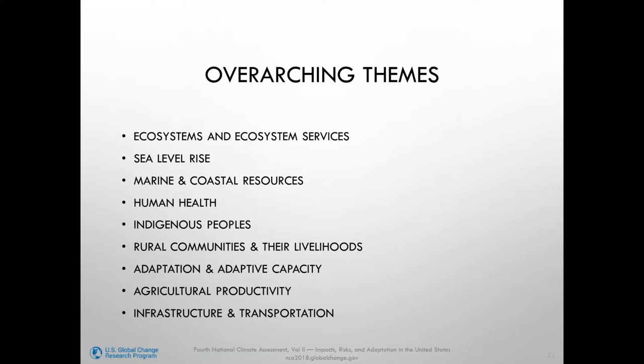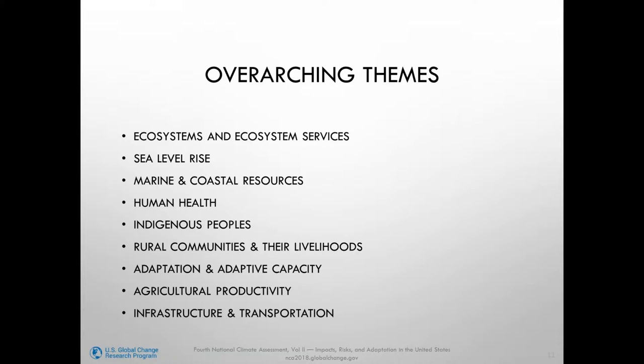There were elements of human health, whether it is vector-borne disease, waterborne disease, air quality challenges, all of those were critical to us. And most of our regions had a coast, and so there were a number of these marine and coastal challenges that came into play that were separate from sea level rise. And then looking at our agricultural productivity, looking at the ways in which a changing climate affects infrastructure, be they buildings, but also our transportation infrastructure, all critically important. So these are some of the overarching themes that sort of ran through and were pervasive across the report itself.